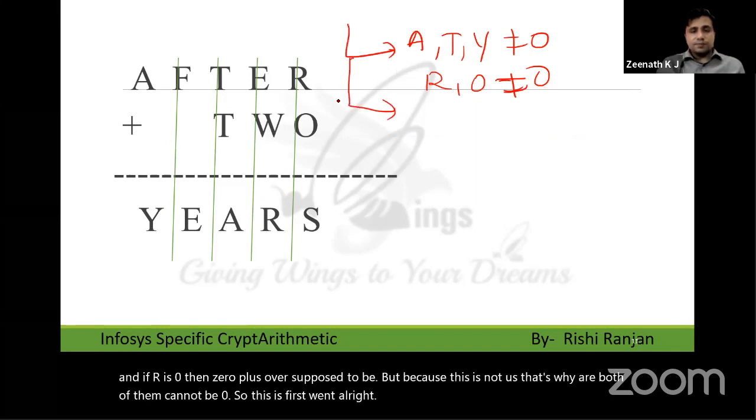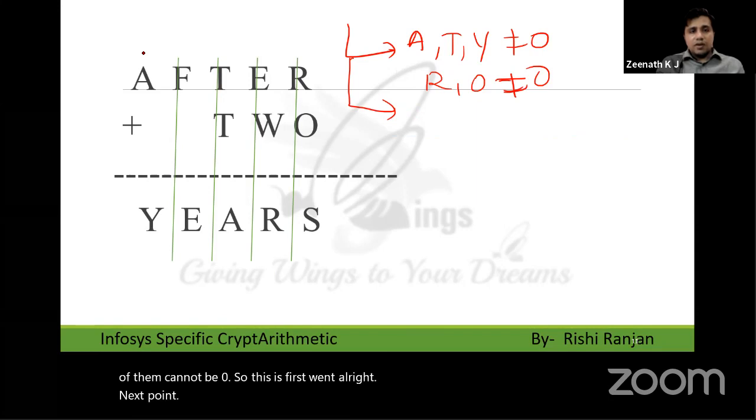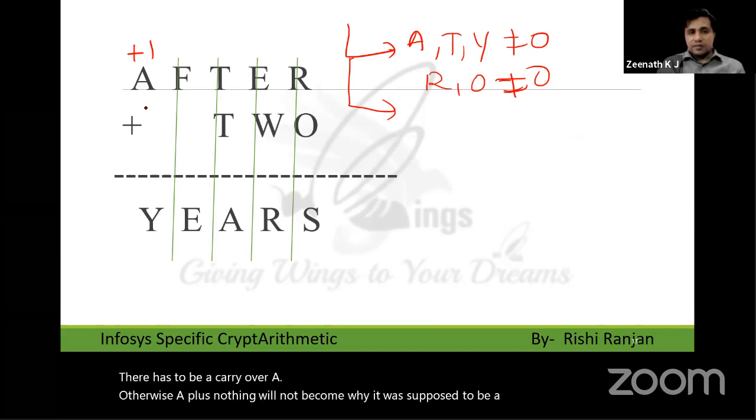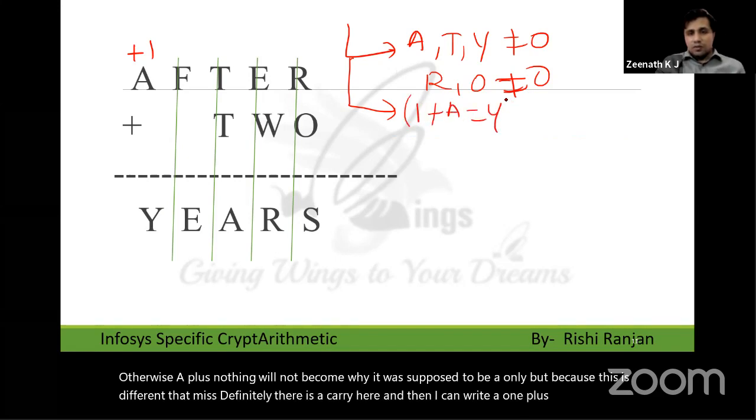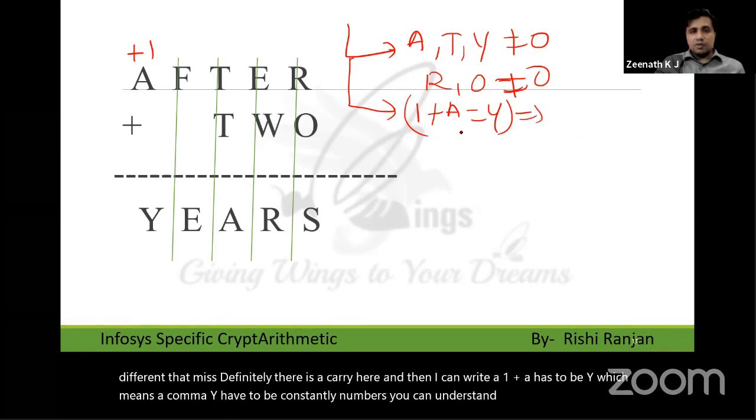Next point. There has to be a carry over A. Otherwise, A plus nothing will not become Y. It was supposed to be A only. But because this is different, that means definitely there is a carry here. And then I can write 1 plus A has to be Y, which means A comma Y have to be consecutive numbers. You can understand that. A and Y have to be consecutive numbers.